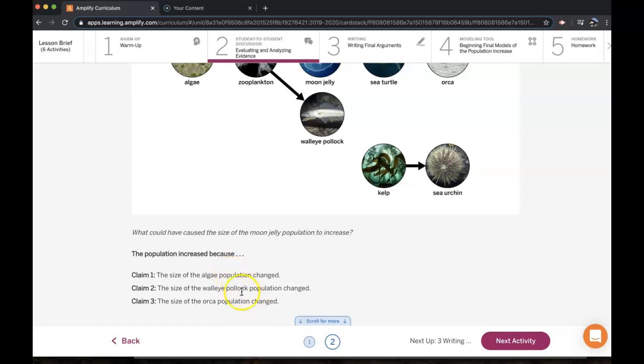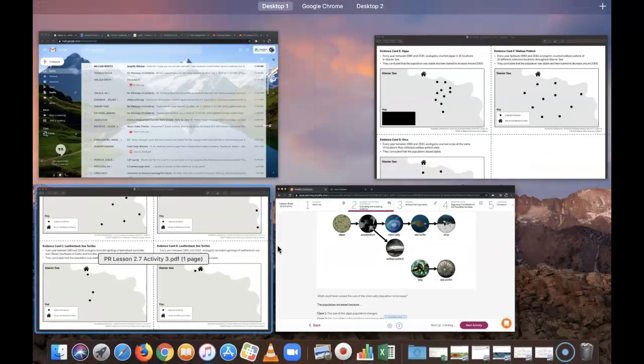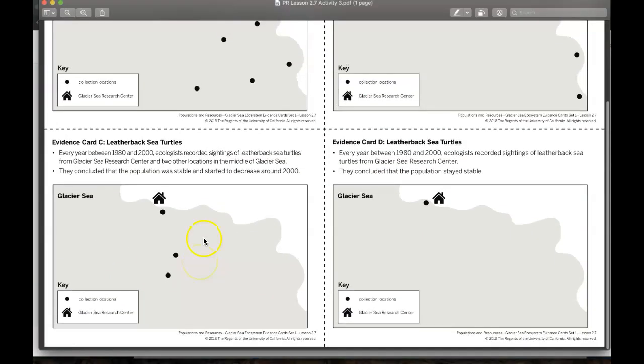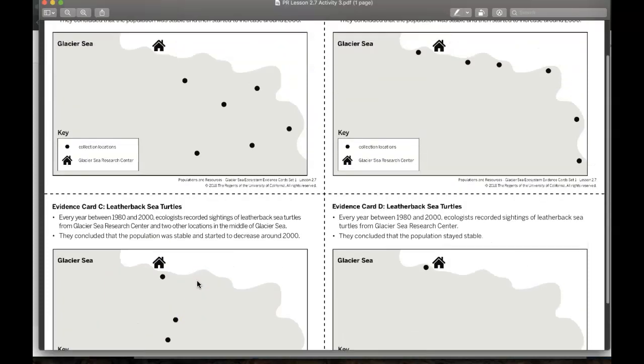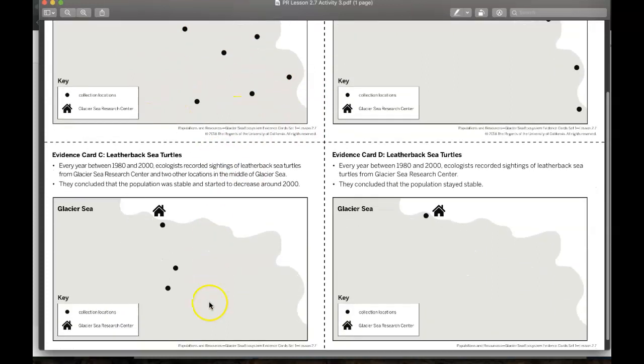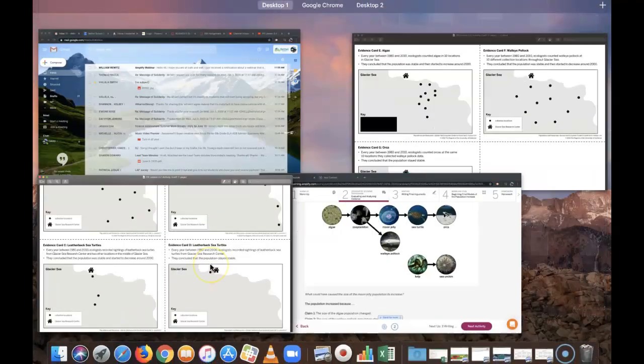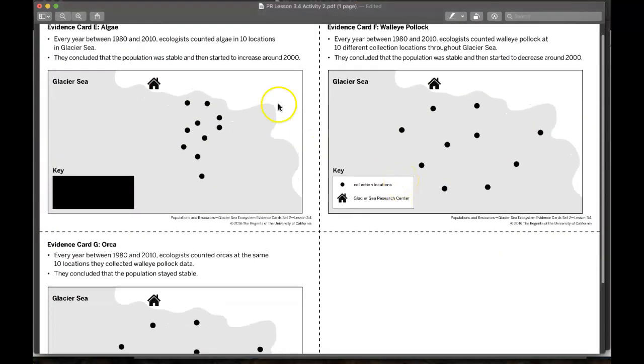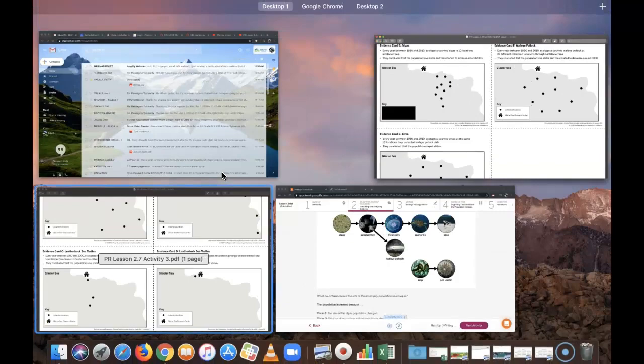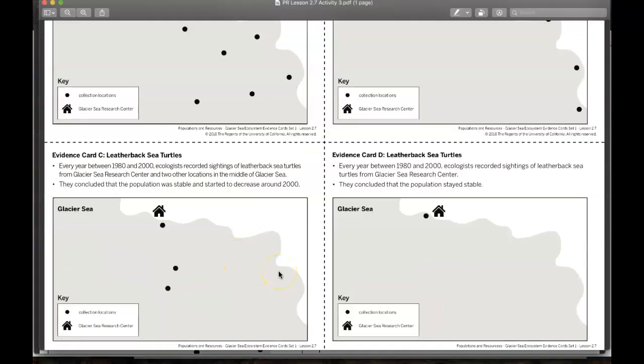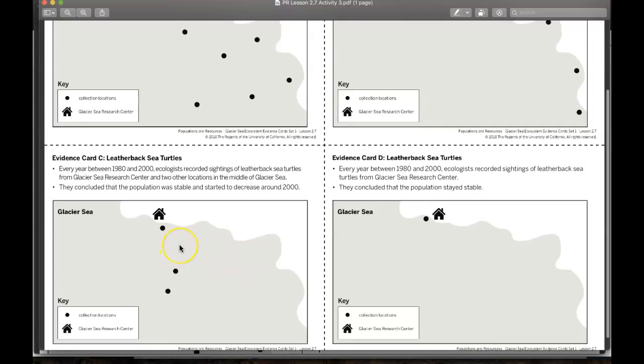So it doesn't support any of these claims, and it's pretty reasonable to think that this is not a good representation of the whole. Like this one, there are only 3 samples collected in the sample collection locations here, and then when we're talking about these other ones, they are way more spread out and have more collection locations. So I think it'd be fair to not use evidence card C.